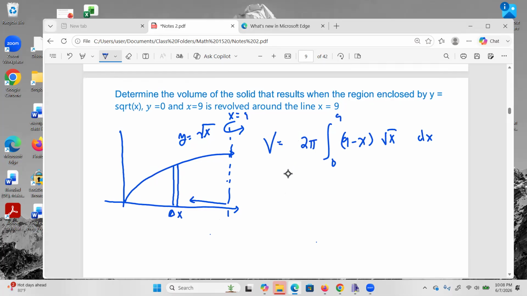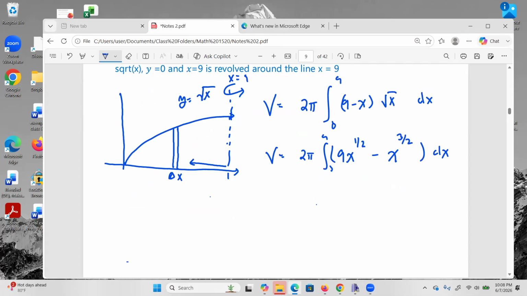Let's turn this into an integration problem. So we have V is equal to 2 pi integral 0 to 9. This is 9x to the 1/2 power minus x to the 3/2 power, and this is all, of course, going to be integrated. Okay, let's go ahead and do that. So that's not too bad of an integral.